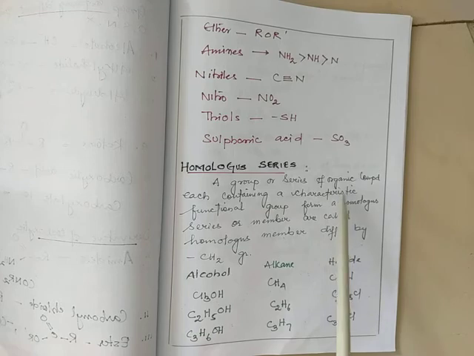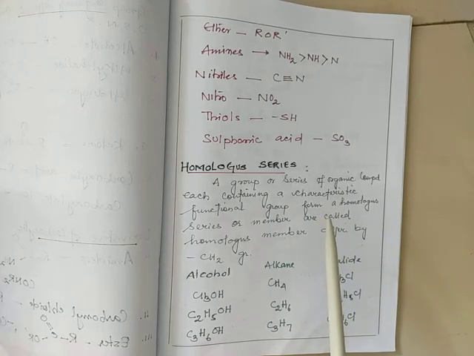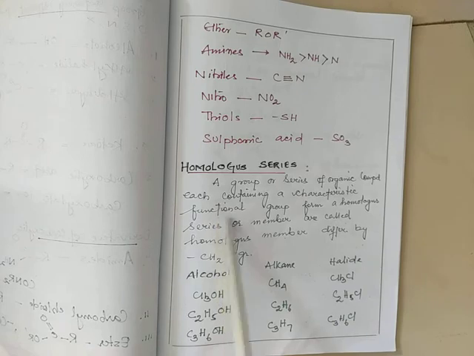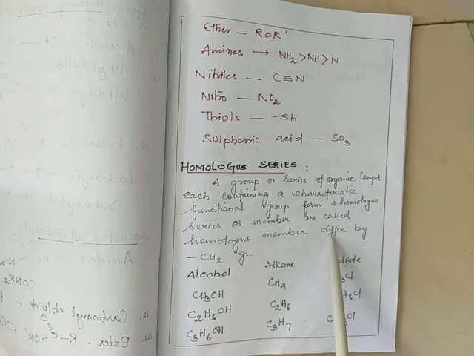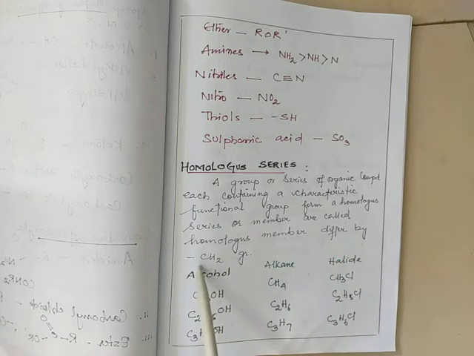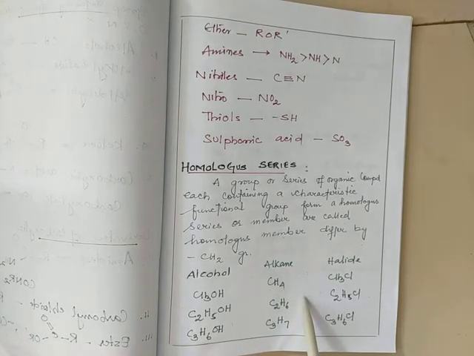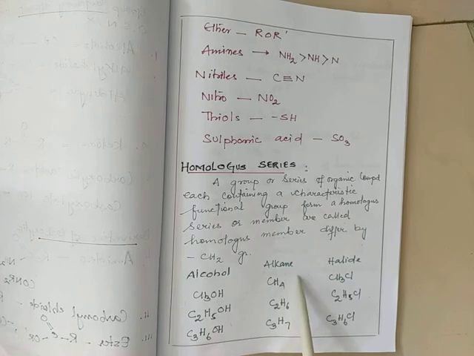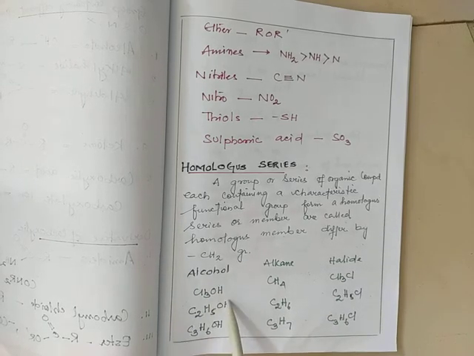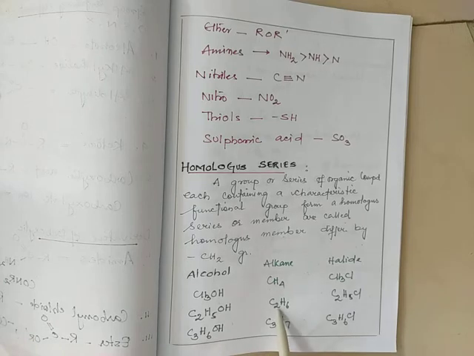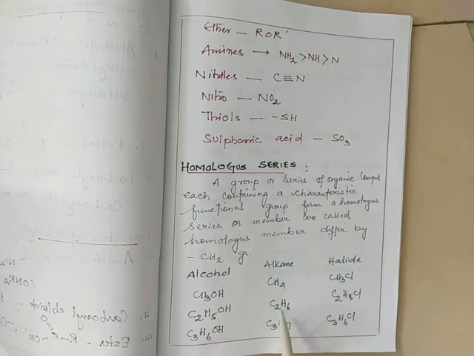Now the series of organic compounds with characteristic functional group form a homologous series, and its members are called homologous members. The members differ by a CH2 group. If one hydrogen is removed from this compound, CH3 will be there, and that CH3 connects with OH, then methanol will form. Likewise the next is ethane, then ethanol, then propane, then propanol, like that.